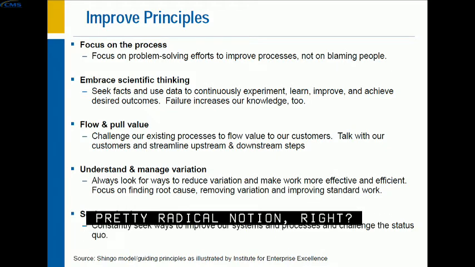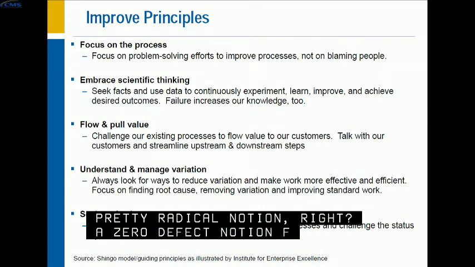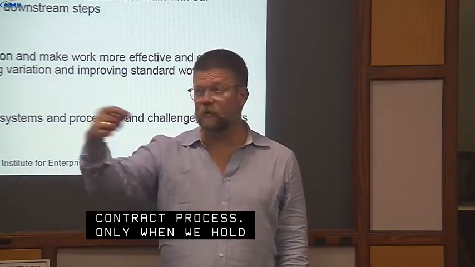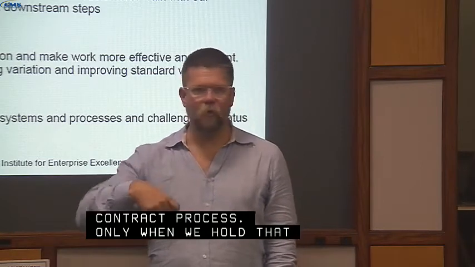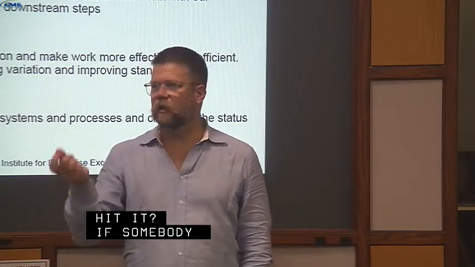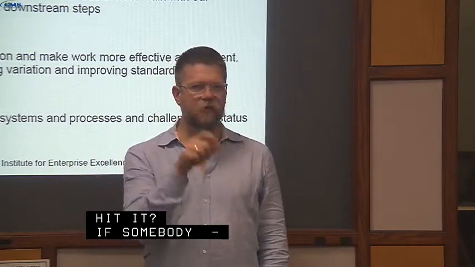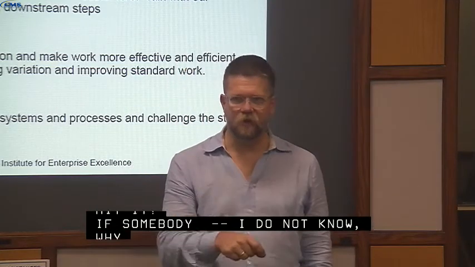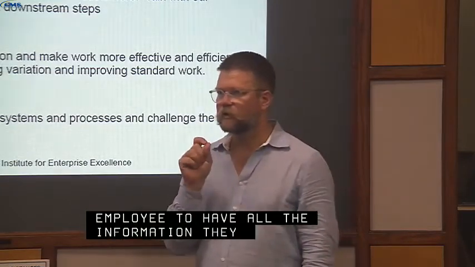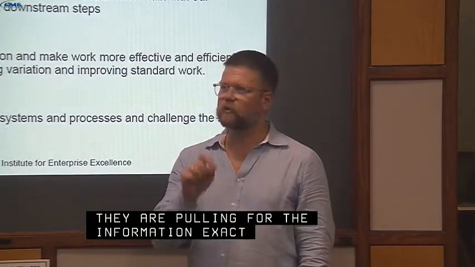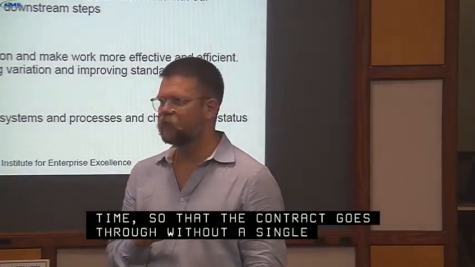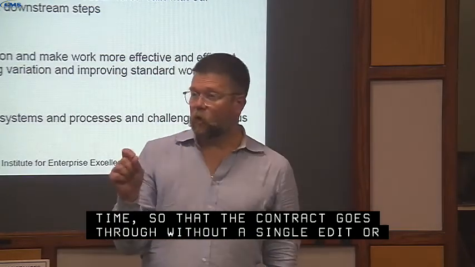But it's only when we hold out that perfection in our head that we're ever going to possibly hit it. And then we've got to figure out, why don't we hit it now? Well, somebody downstream has information I don't have now. Why don't I have that information? How can we best enable that employee to have all the information they need right when they need it? They're pulling for the information at exactly the right time so they can fill it out perfectly, so that the contract goes through without a single edit or a single change because we got it 100% perfect on the first try. That's the goal, that's seeking perfection.